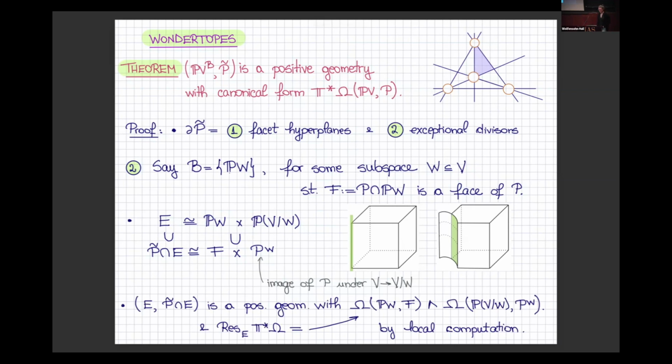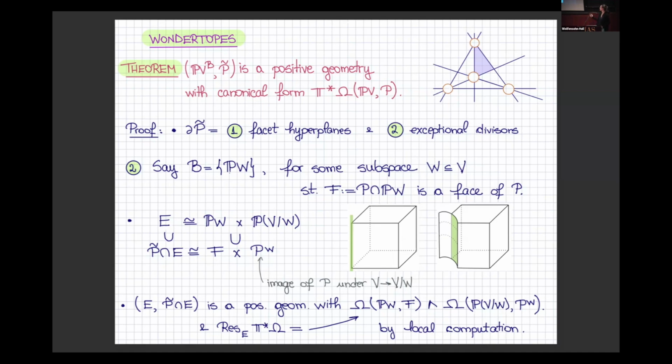Because the product of two positive geometries is again a positive geometry, I know that this intersection with the exceptional divisor is a positive geometry, and I know its canonical form. And then we need to check that our candidate canonical form has the right residue, and we do that by a local computation together with taking a triangulation of the original polytope P that induces a very nice double triangulation in this product.